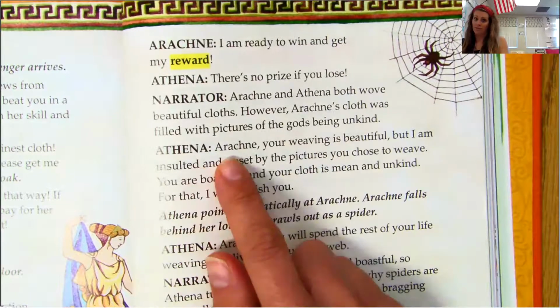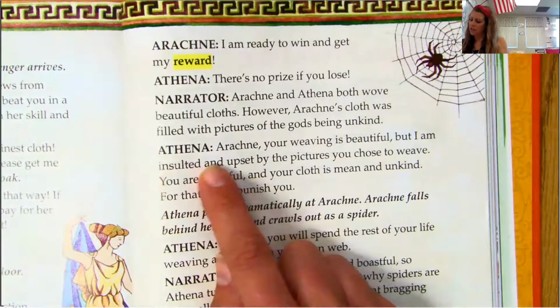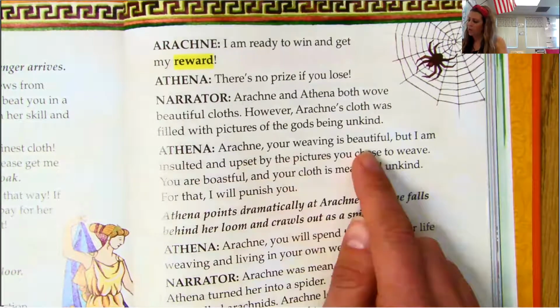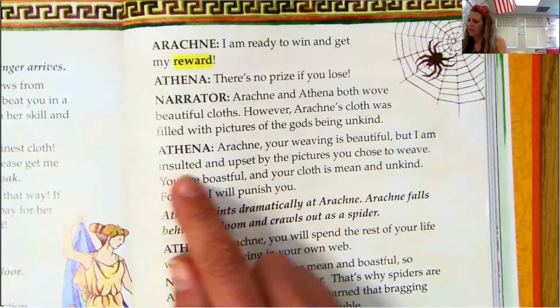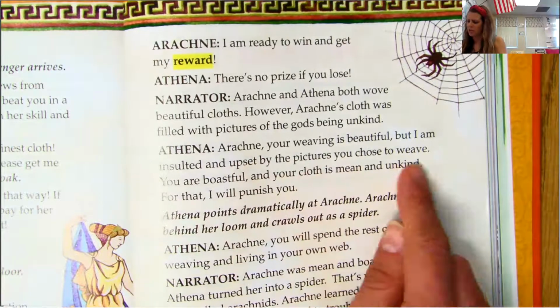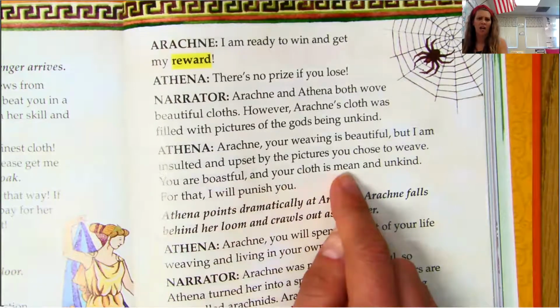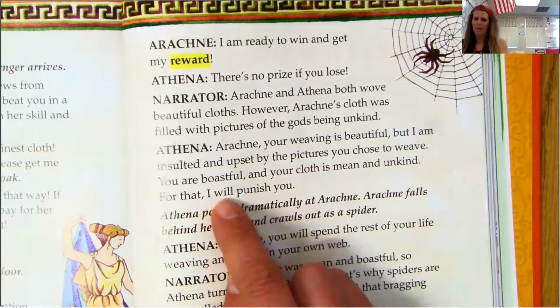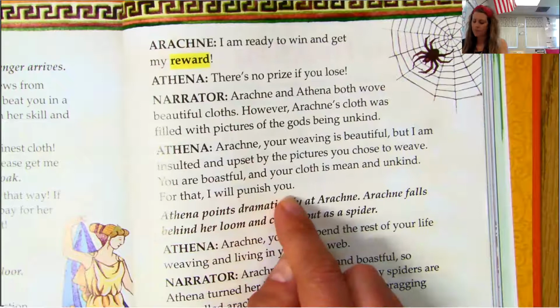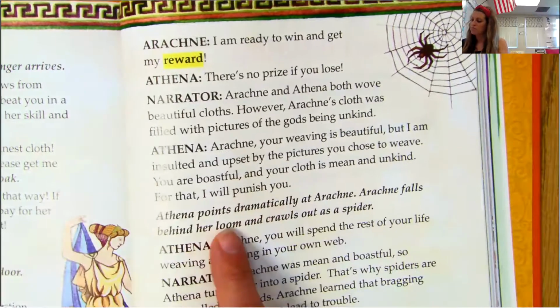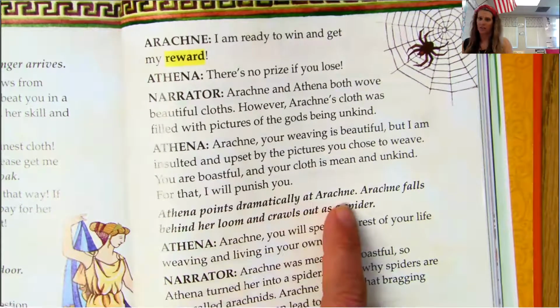Arachne, your weaving is beautiful, but I am insulted and upset by the pictures you chose to weave. You are boastful, and your cloth is mean and unkind. For that, I will punish you. Athena points dramatically at Arachne.